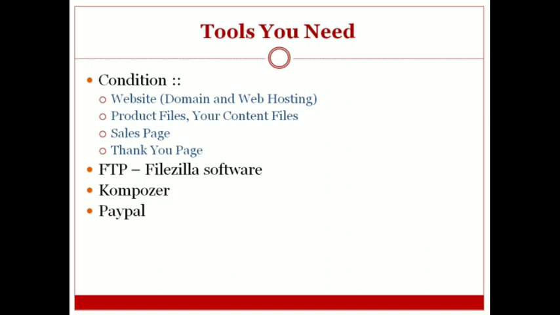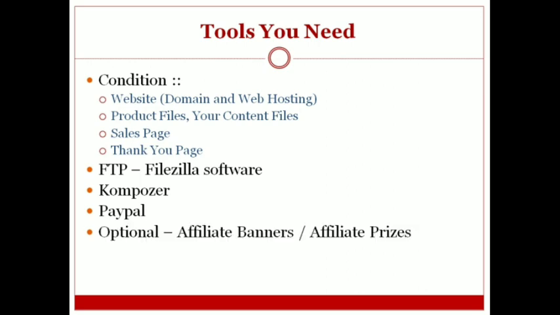And then of course, you're going to need PayPal. In order to use JVZoo, you must have PayPal. If you don't have PayPal, then you cannot use JVZoo because JVZoo pays through PayPal. And you do need a PayPal business account. And also optional, you would like to have affiliate banners and affiliate prizes for your affiliate program and affiliate contests. Now, if you don't have these items, I will show you where to go to create these affiliate banners and so forth. And of course, a little patience.